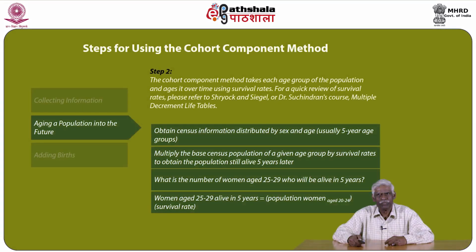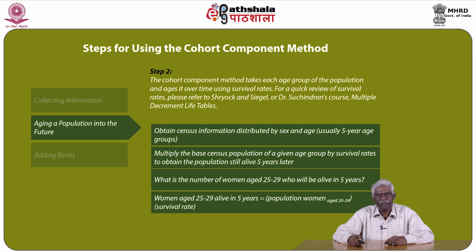Step 2. Aging a population into the future. The cohort component method takes each age group of the population and ages it over time using survival rates. For a quick review of survival rates, please see a more detailed explanation by referring to Shryock and Siegel or Dr. Suchindran's course, the multiple decrement life tables. 1.